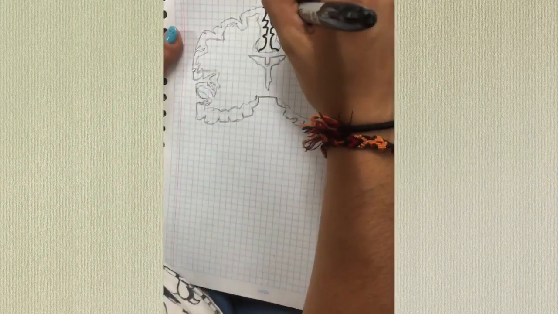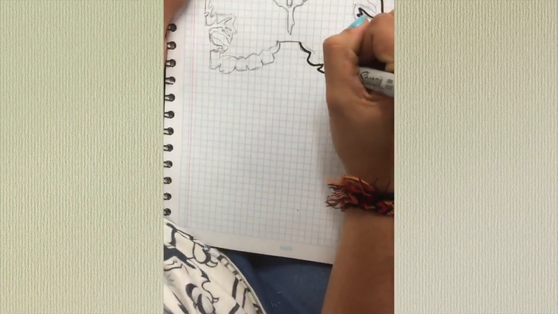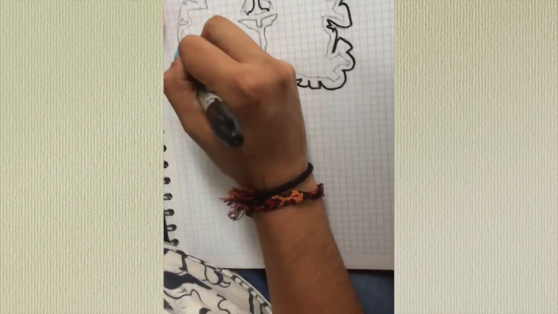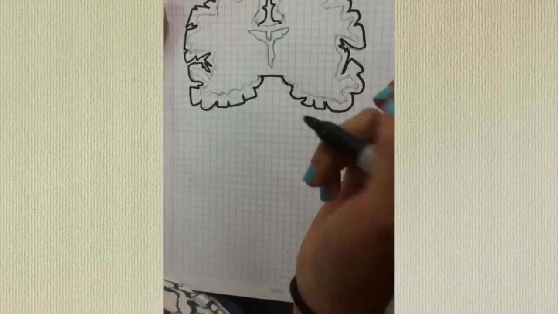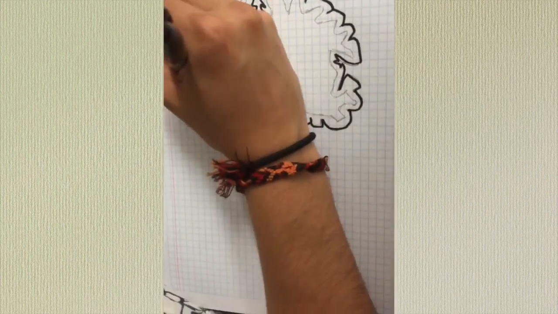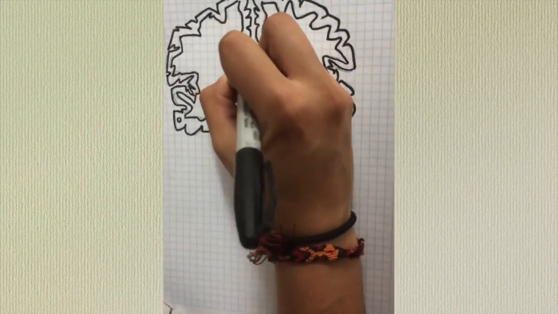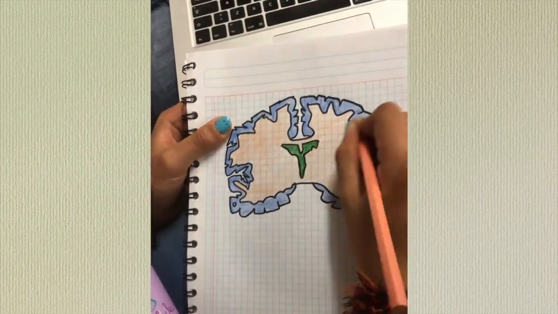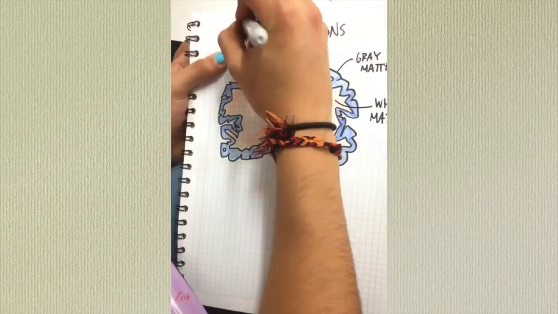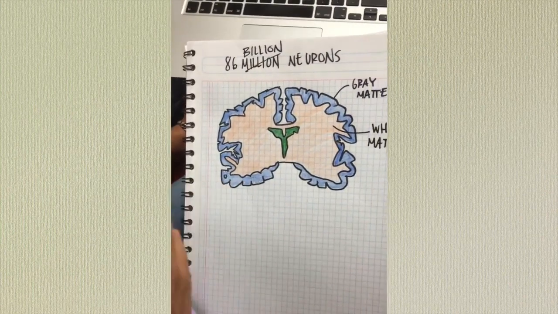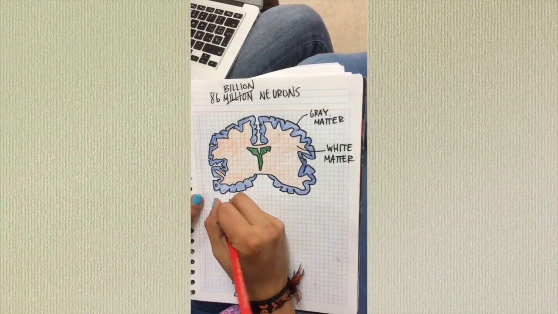Here it is, a frontal brain slice of someone. The exterior part is what we call the gray matter, and the interior part is called the white matter. And what are this white and gray matter made of? Well, if you remember, the brain is made up of about 86 billion neurons. That's right, not million, billion.